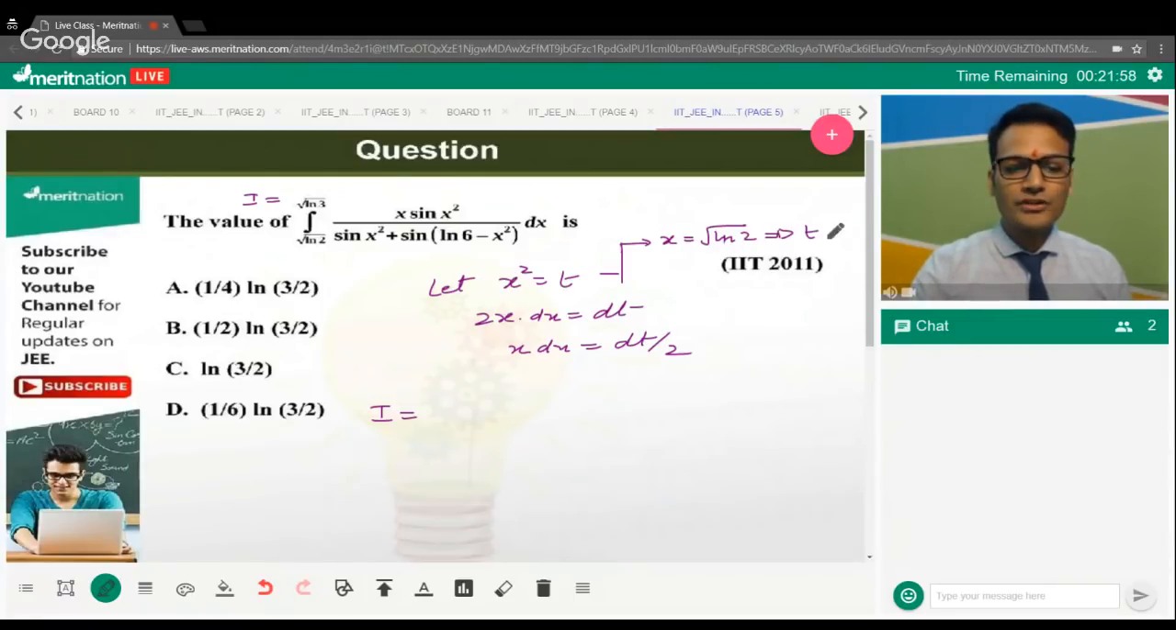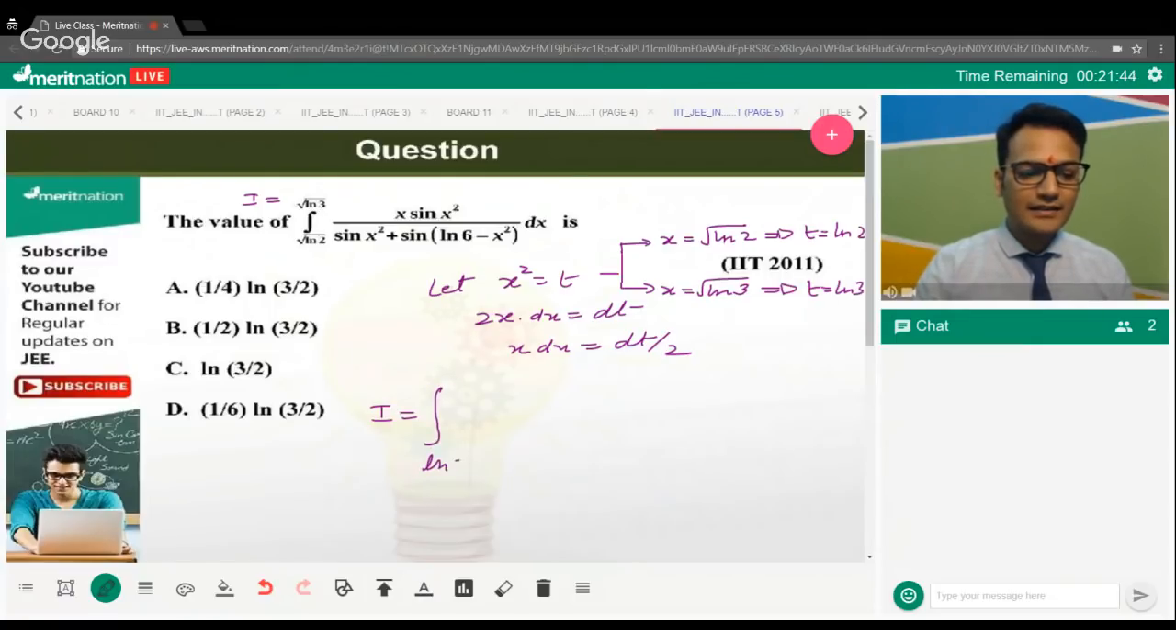Root ln 2 whole squared. So t turns out to be ln 2, right? We need to change the limits also, no? When x is ln 3, ln is log base e basically, so t turns out to be ln 3. Therefore, I can be written as limits from ln 2 to ln 3.